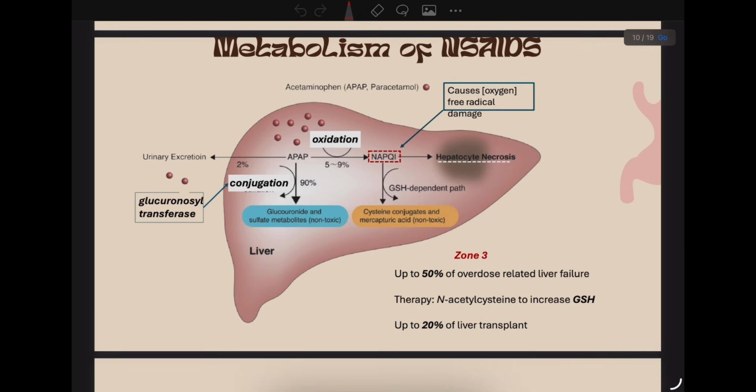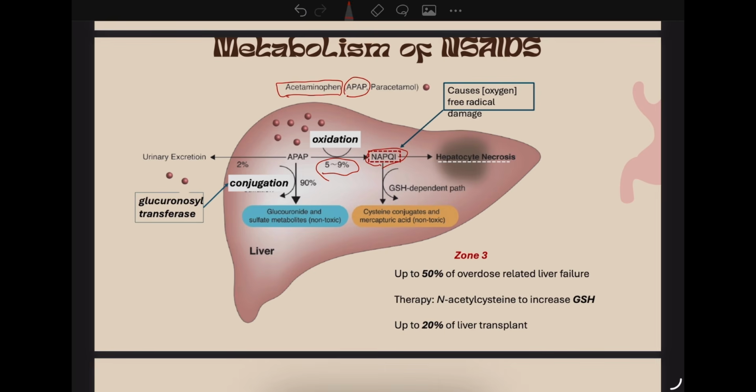Now, NSAIDs. When someone takes NSAIDs, which is non-steroidal anti-inflammatory drugs, whatever, they are taking basically this substance mainly, which we will call APAP for short. This APAP will get conjugated, 90% of it will be conjugated and turned into a non-toxic substance. I don't want you to remember what exactly it's turned into, but just know it's non-toxic, which is good. 2% will be excreted in urine, so also no problem. The main problem lies here. Can you see? 5 to 9% of that will be turned into what we call NAPQI.